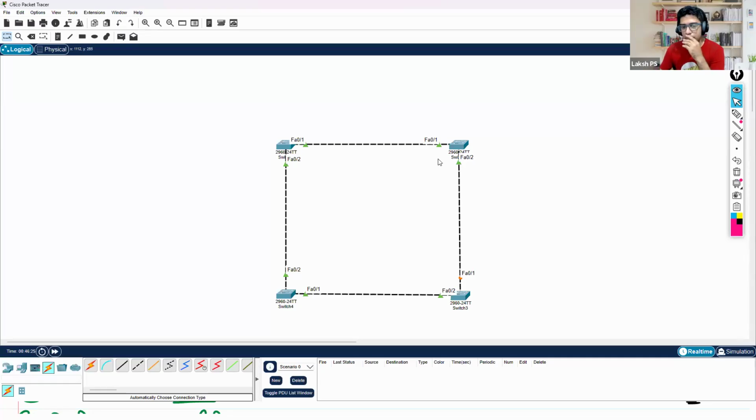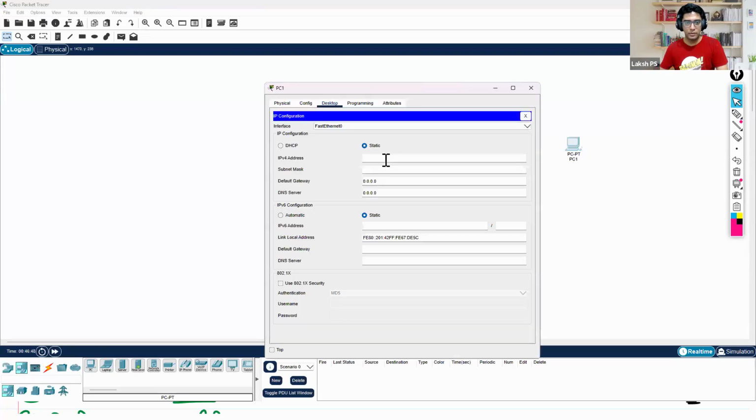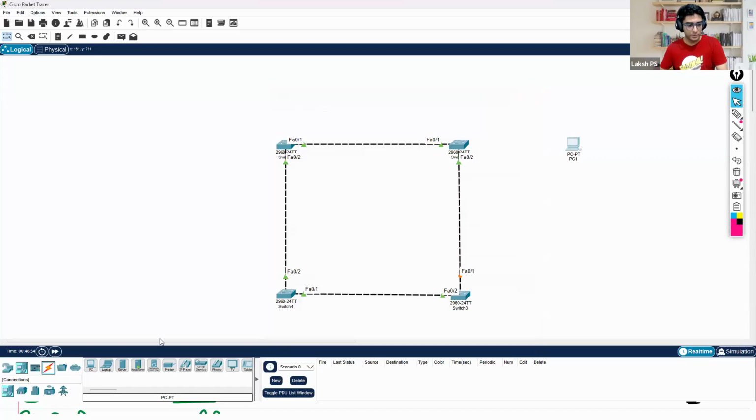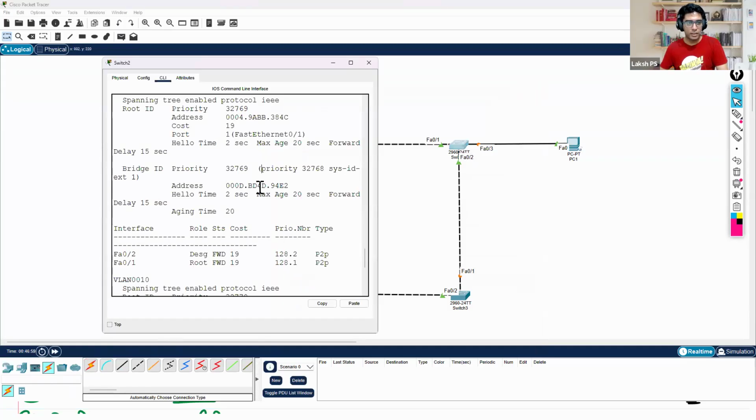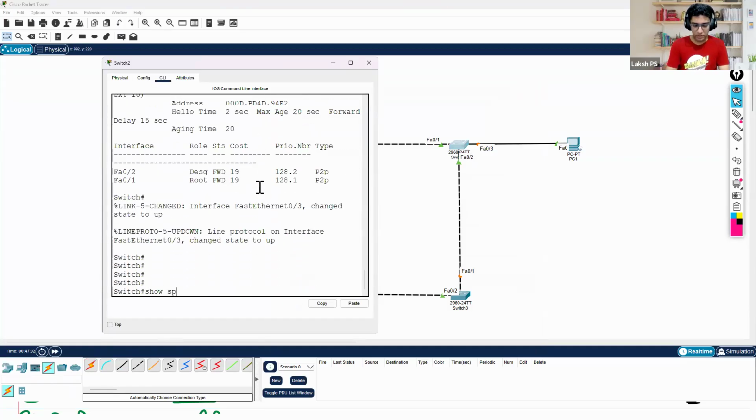Now we saw the timers: the listening state, learning state, and the different forwarding state, blocking state, etc. So if I bring a PC over here, PC 0 or PC number 1, and let me just simply give an IP address, desktop, 10.0.0.1, and let me just connect this PC over here. And we will see for fast Ethernet 0/3, show spanning tree.